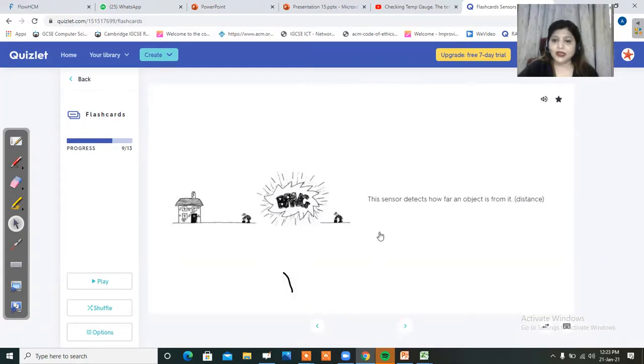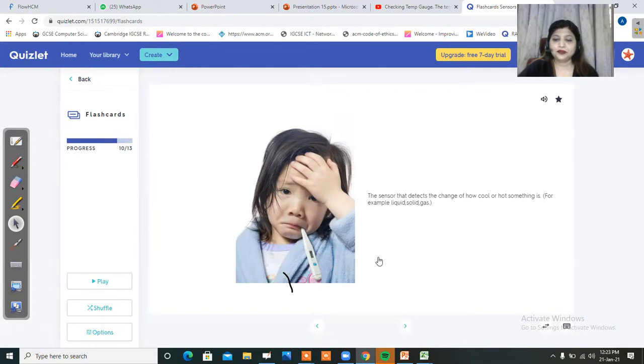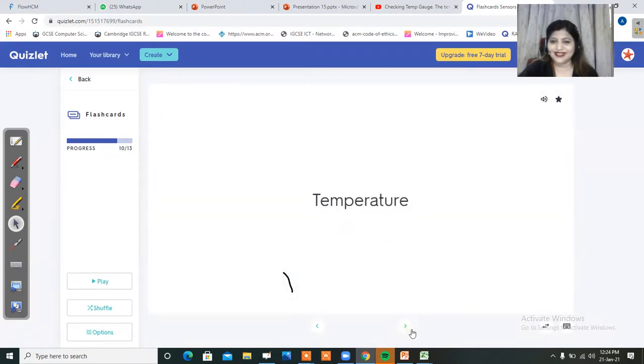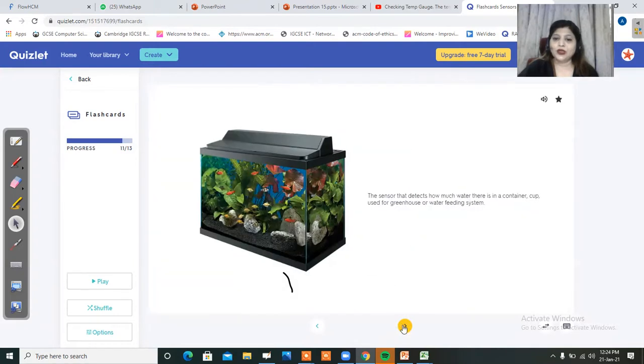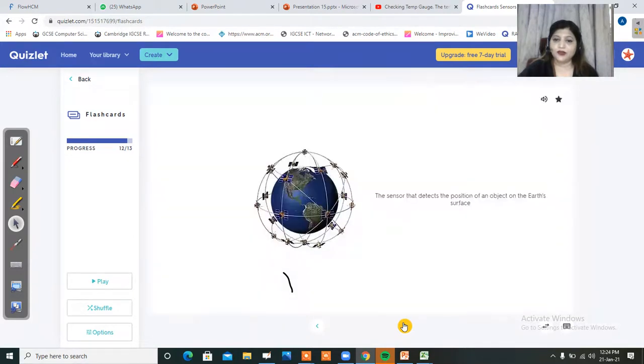The sensor detects how far an object is. So proximity sensor is one of the examples. The sensor that detects the change of how cool or hot something is. Temperature sensor, is it correct? Next goes the sensor that detects how much water there is in a container, used for greenhouse or water feeding systems. Water level sensor is one of the examples.